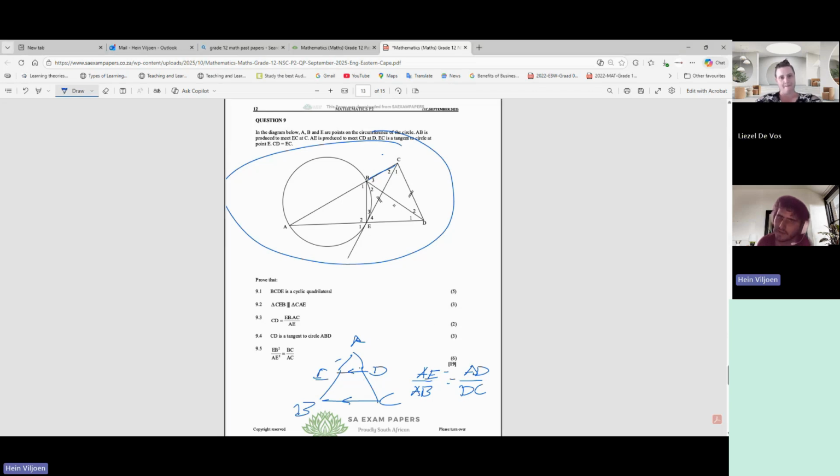Okay. So angle D, right, is equal. So this would be angle D is equal to essentially.